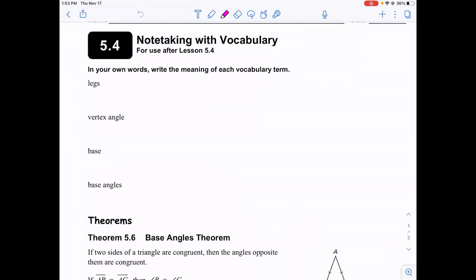Okay, so guess what? I want you to turn to 5.4. Adri, what page is this? 140. Why did I ask that question? Because today we're going to focus on isosceles triangles.